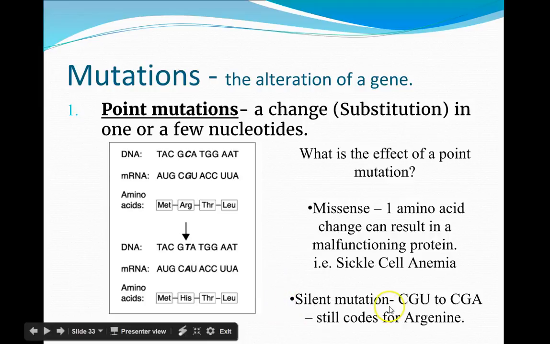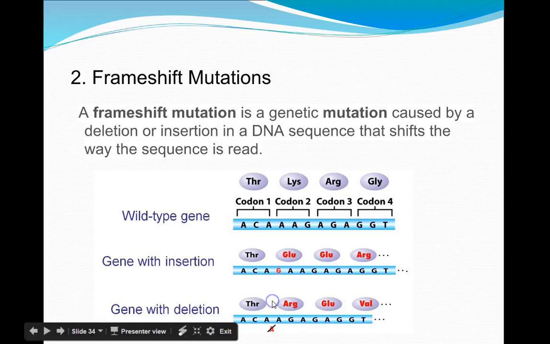Another substitution could happen and we could change CGU to CGA. And when this change happens, one letter is altered at one point in the DNA code. However, both CGU and CGA both code for the same amino acid, arginine. So you could have what's known as a silent mutation. So a mistake happens, but yet it still codes for the exact same amino acid.